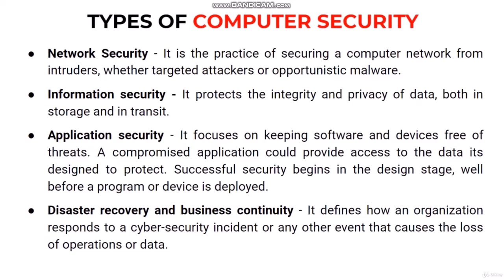In this lecture, we are going to see the four types of computer security in front of you. As we discussed in the last lecture, I hope you have a clear idea of what cybersecurity is. So, what is network security? It is the practice of securing a computer network from intruders, whether targeted attackers or opportunistic malware. It basically deals with all the networks present in the world.